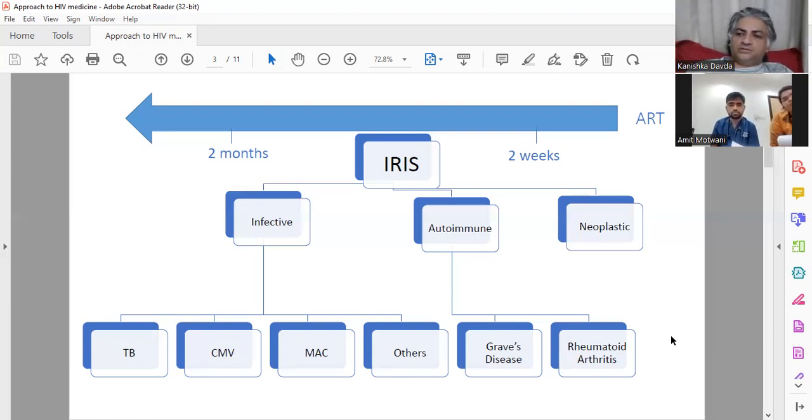The patient will develop fever. Earlier there was no immunity, so there was no fever. Now the patient will develop fever, cough, breathlessness. And in fact, the oxygen saturation may worsen after you have started the ART. What will the patient do? Stop the ART thinking it has caused it. The patient will first kill you.